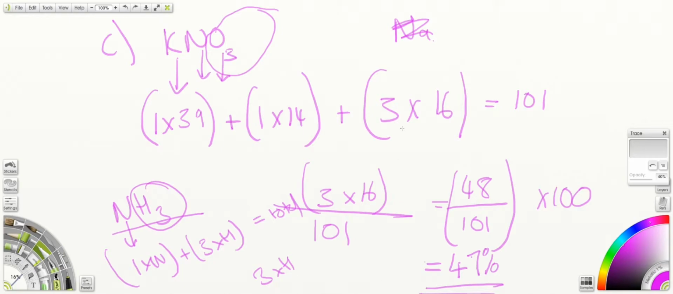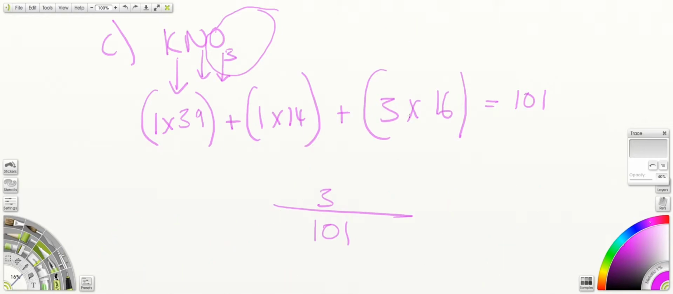Doesn't matter what it's for. Right, exactly the same thing. Percentages are always the same thing. Right.